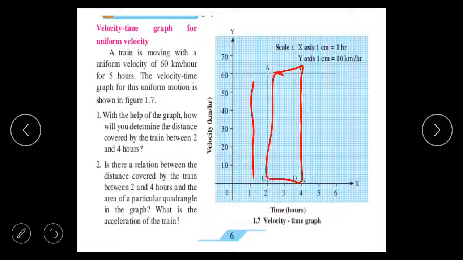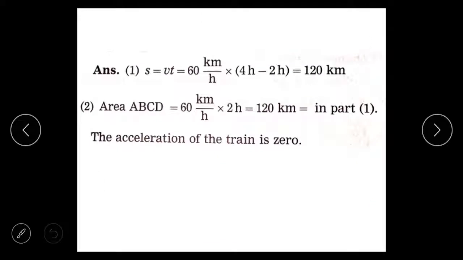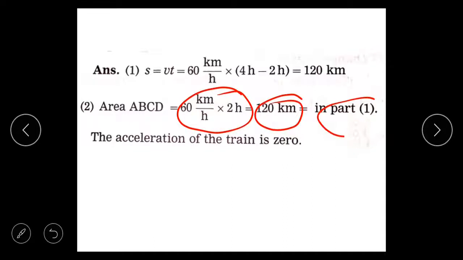So the length of the rectangle is AC. What does AC represent? AC represents the velocity of the train, that is 60 km per hour, and the breadth is AB, and AB represents the time, that is 4 minus 2, that is 2 hours. So we have time 2 hours and velocity. So we put this in the formula. Again you get 120, and it is equal to the distance from part 1. So we can say that the area of that quadrangle is equal to the distance traveled during this time interval.